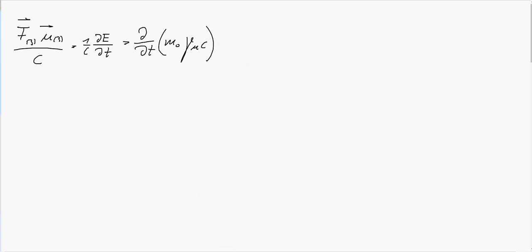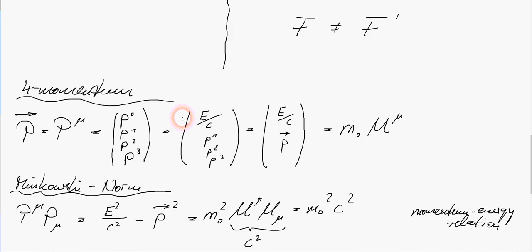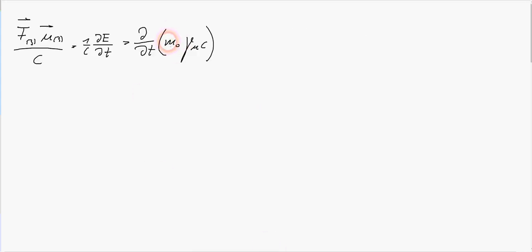Now we take a look at the 4-momentum. The first component of the 4-momentum equals E over c. And E over c for sure is exactly what we have here in brackets, m₀ times γ_u times c. So this is equal to a time derivative of the 0 component of the 4-momentum. But we have to take care: it's not the proper time derivative, but just the ordinary coordinate time of the lab frame S.